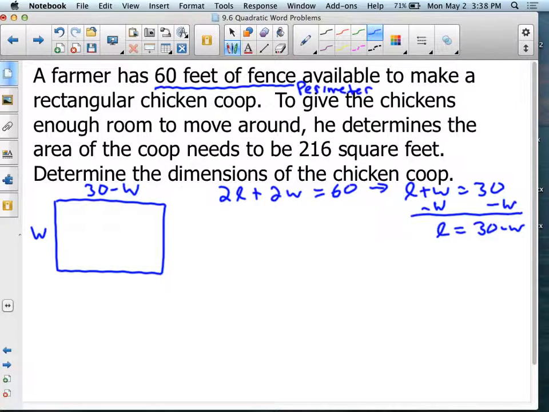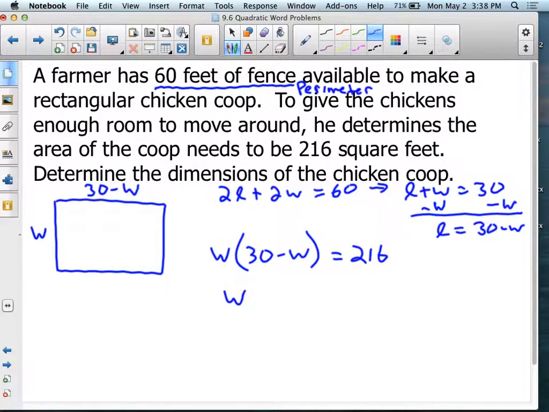Let's just pick some numbers real quick. If my width was, say, 10, then my length is 20. And then I get 10 plus 20 is 30, plus the other 10 and 20 makes 60. So there's my 60 feet of fence. So those dimensions look good. Can we write an equation for it? Let's do that. W times 30 minus w, length times width equals 216.